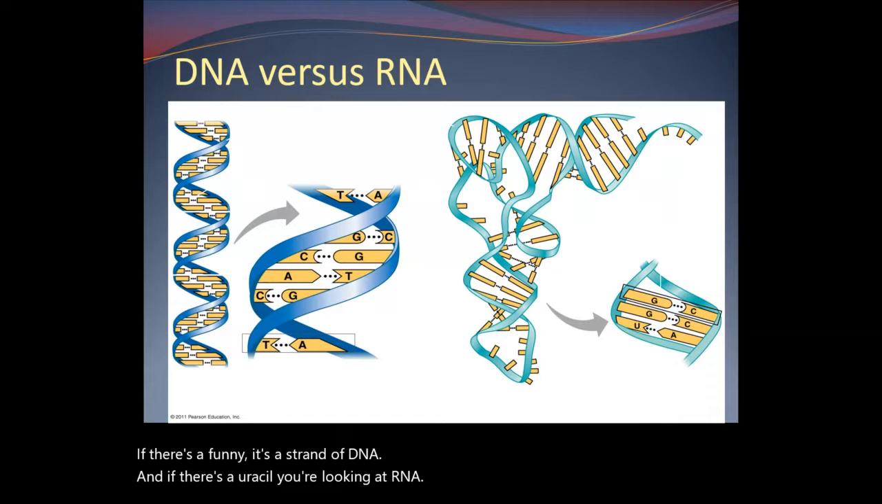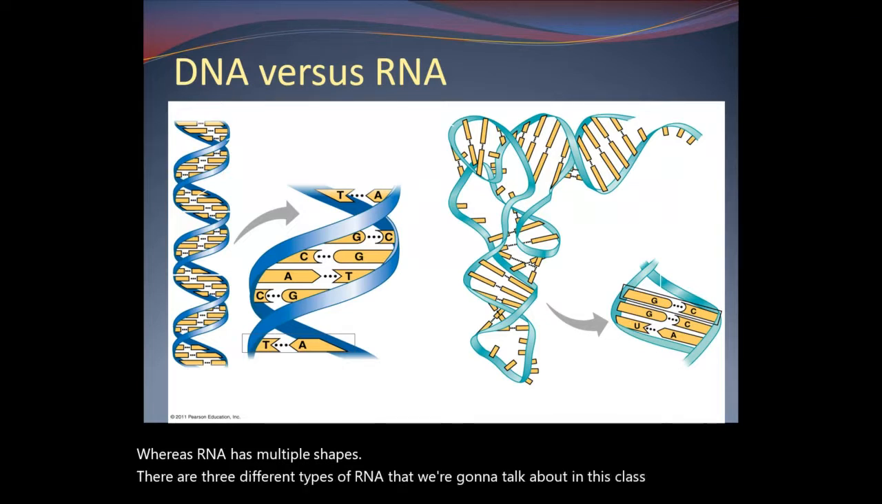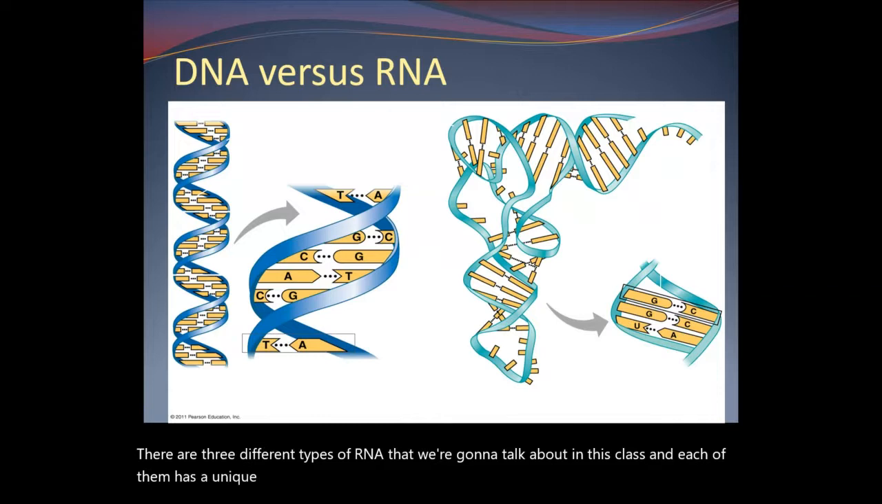Another big difference is the shape of these two nucleic acids. DNA is a double-stranded helix, whereas RNA has multiple shapes. There are 3 different types of RNA that we're going to talk about in this class, and each of them has a unique shape because it has a unique function. Remember, structure and function go hand in hand.